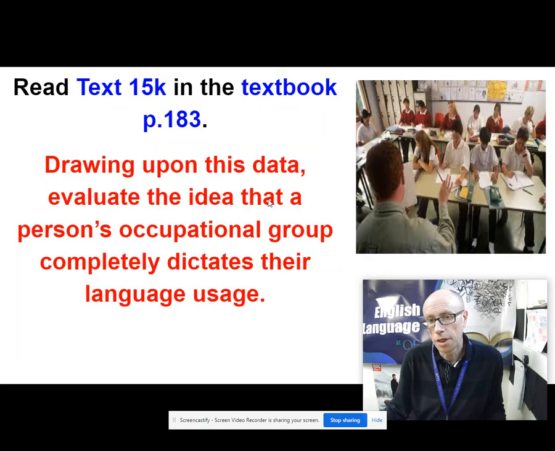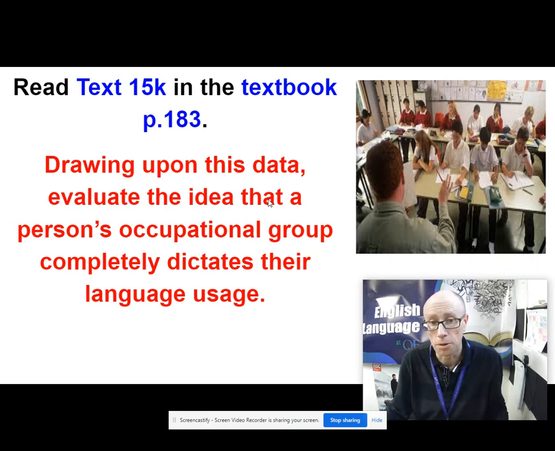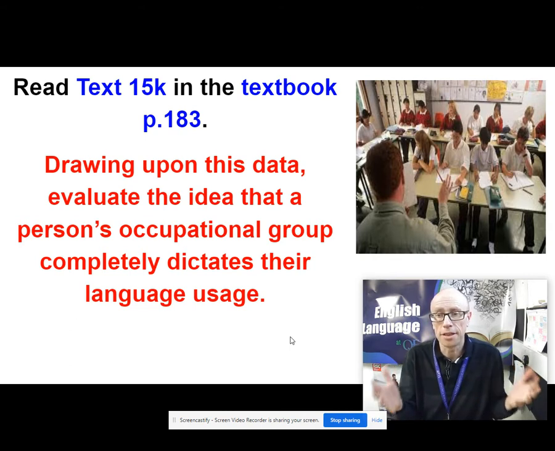Okay, so drawing upon all this information that we've done so far and also the information in the previous video about things like instrumental and influential power, what do you think about this question? Evaluate the idea that a person's occupational group completely dictates their language usage. Now, there is a typical Paper 2, Section A evaluative question. And in the exam, you'd have about 45 minutes to do an answer to that.